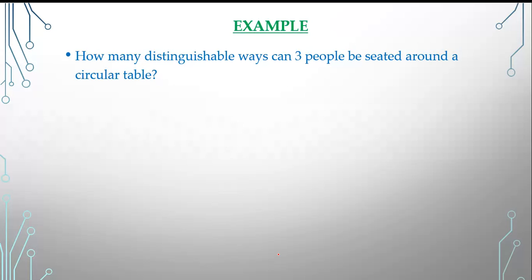How many distinguishable ways can three people be seated around a circular table? By the formula we can easily calculate the permutations at a circular table. If we have n people, the arrangement is (n minus 1) factorial. Here we have 3 persons, so it will be (3 minus 1) factorial, that is 2 factorial, which is 2 times 1, that is 2. So it means there are two ways the three persons can be seated at a circular table.